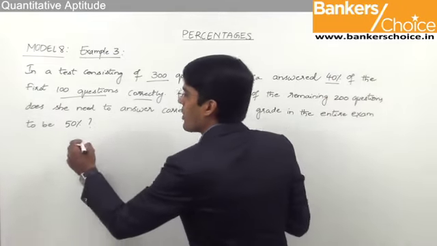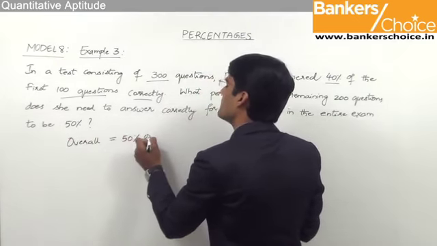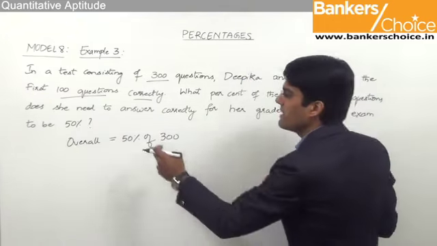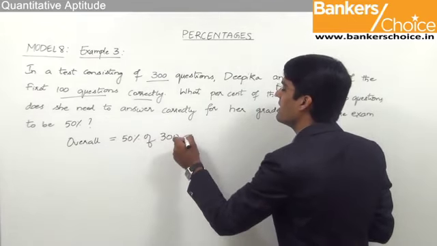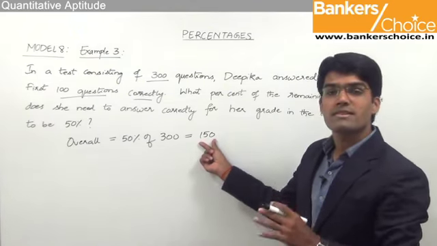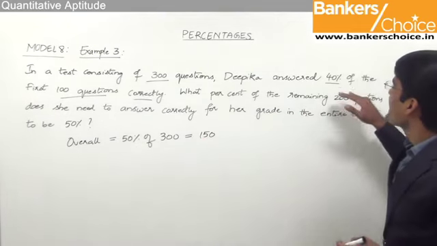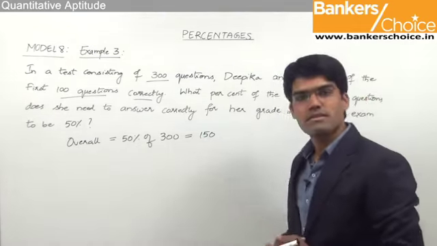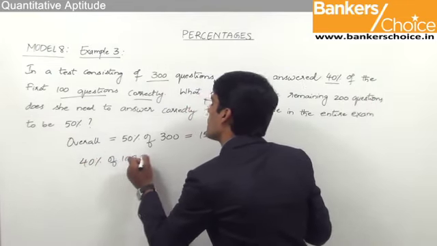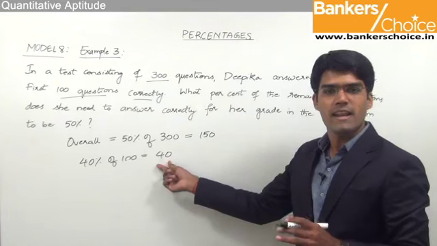Let us first understand what should be her overall performance. Overall, it should be 50% of the total number of questions, as it is given in the question that her overall grade should be 50%. So 50% of the total number of questions, 300, will be equal to 150. That means very clearly, Deepika should answer 150 questions correctly to get 50% as her grade in the exam. Now we know that she has answered 40% of the first 100 questions correctly. So 40% of 100 is nothing but 40. That means very clearly out of first 100 questions, 40 questions have been answered correctly.